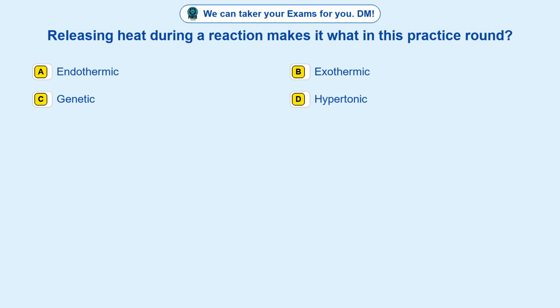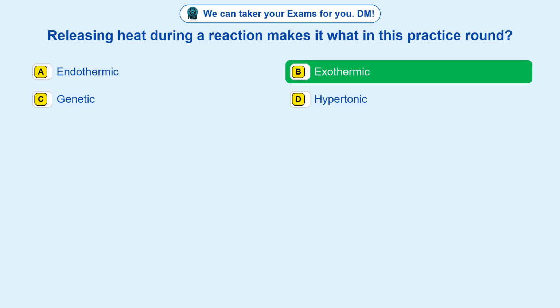Question 46. Releasing heat during a reaction makes it what in this practice round? Option A, endothermic. Option B, exothermic. Option C, genetic. Option D, hypertonic. The correct answer is option B.